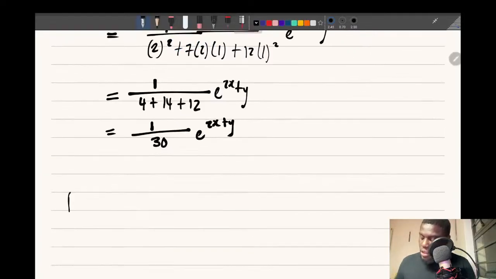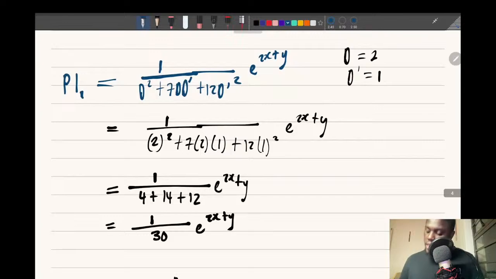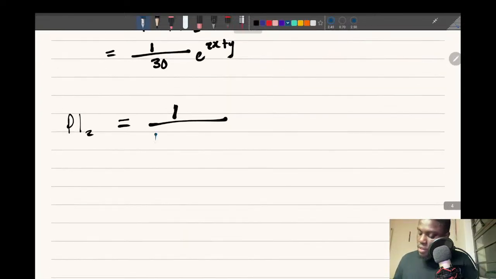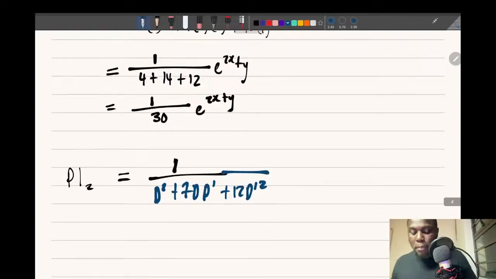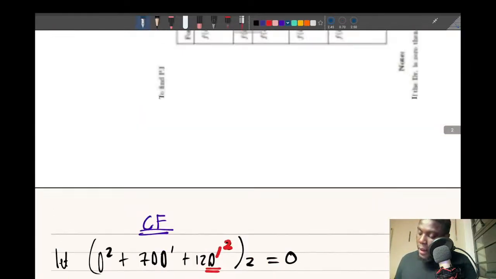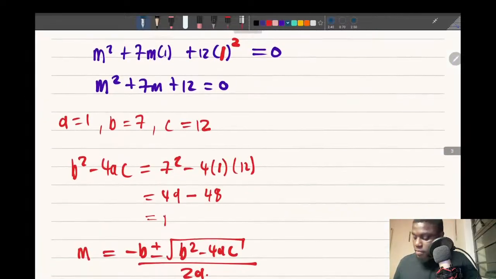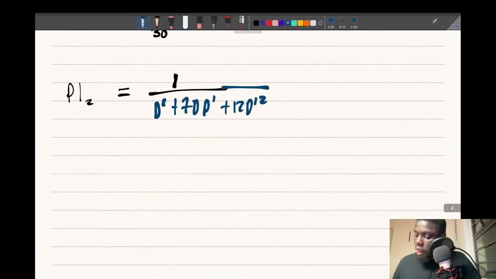Then we're going to say particular integral number 2 is going to be 1 over the very same thing. You bring back that stuff which is in D. It'll be D squared plus 7D D prime plus 12D prime all squared. Now what is it multiplying? We're going to take the second function. What is that second function? It is 5xy. This is the second function. Can you see it? So it's going to multiply 5xy.